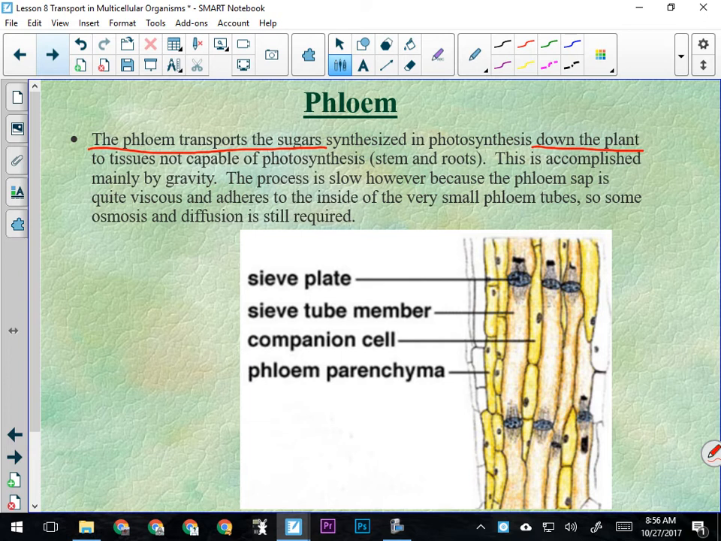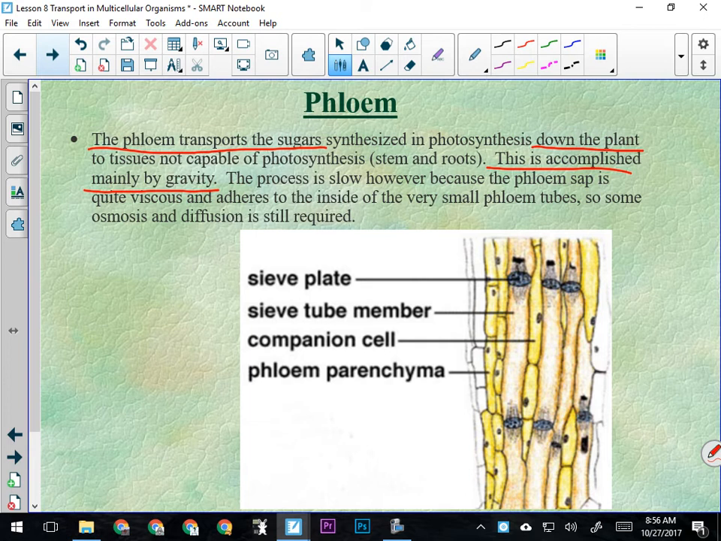That's accomplished mainly by gravity, because gravity is, again, free and pulls things in a downwards direction. Stupid gravity, always pulling me down. The process is slow because the phloem sap is very thick.